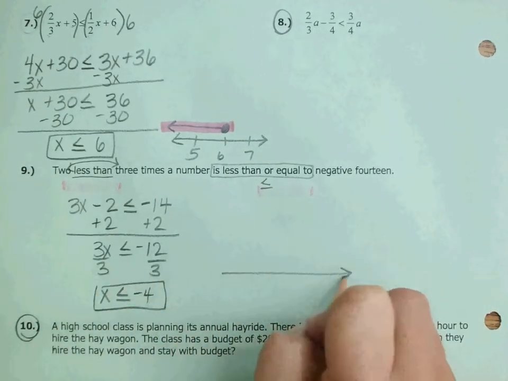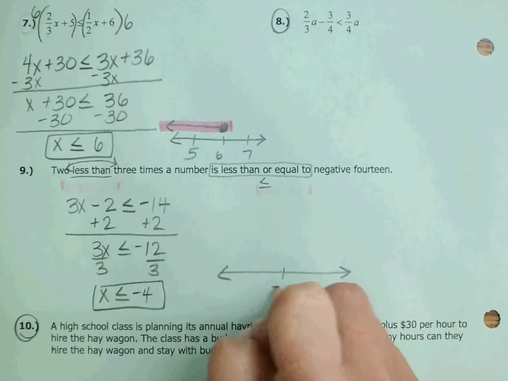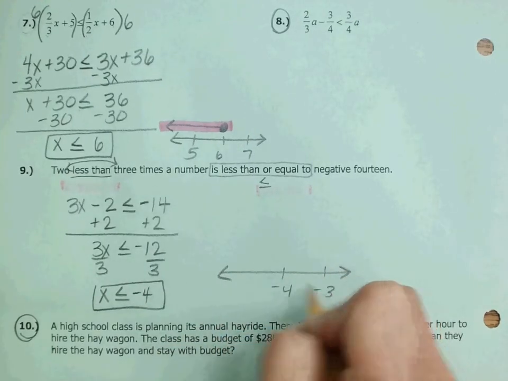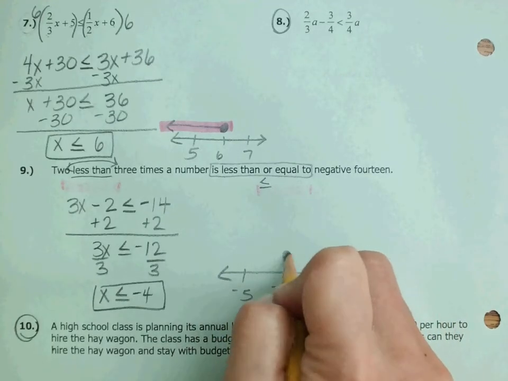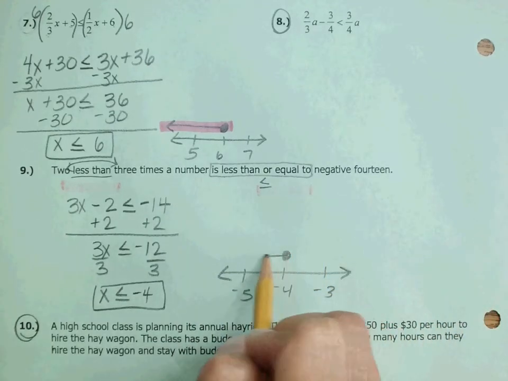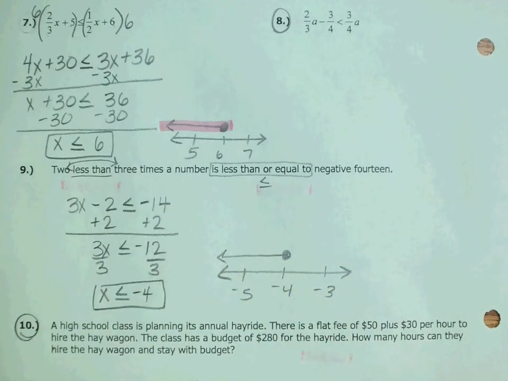And create your number line. It is a closed circle, arrow to the left. Okay?